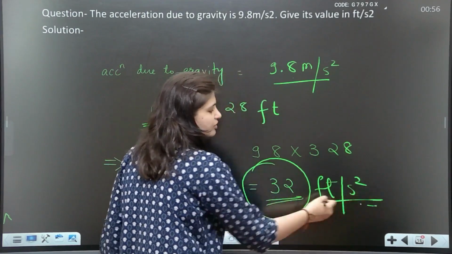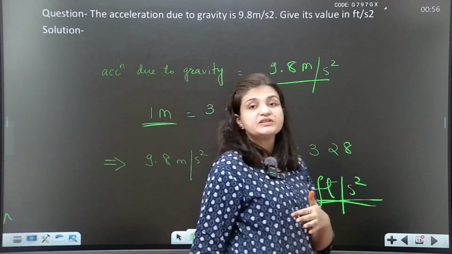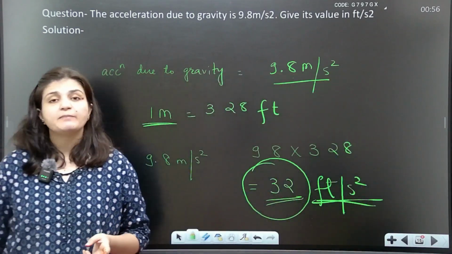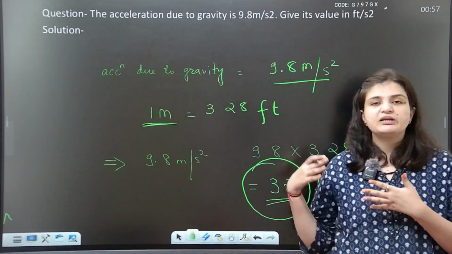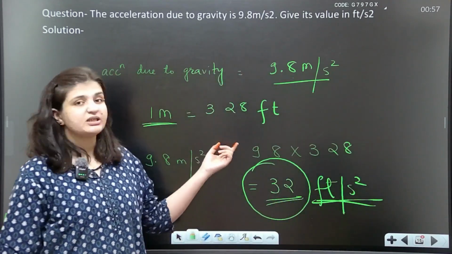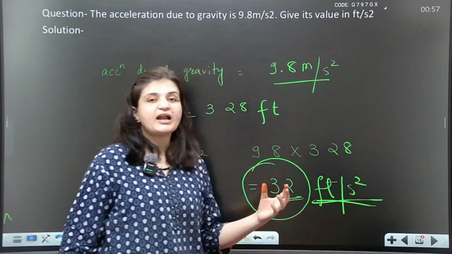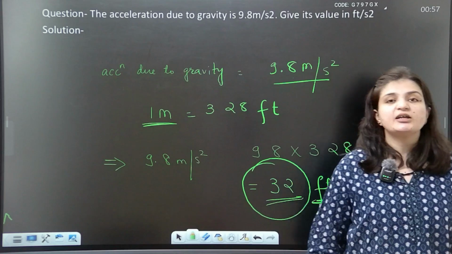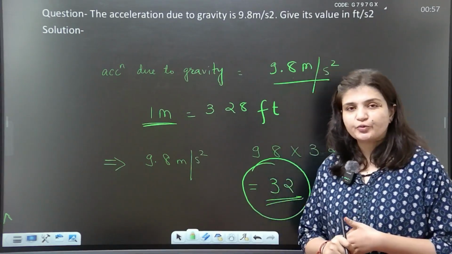So this is the unit which comes across. If we have the acceleration due to gravity given as 9.8 meter per second square, and we have to change it into feet per second square, then we have to multiply it by the conversion factor, 3.28 feet, and on multiplying we get the answer. That comes out to be 32 feet per second square.